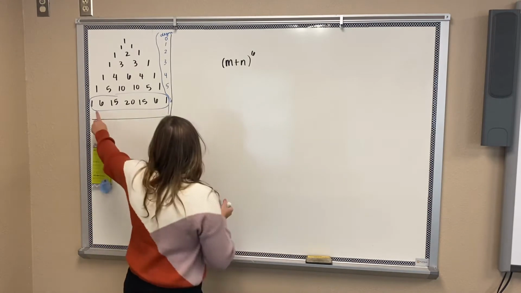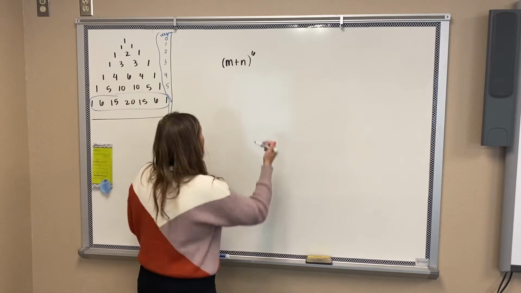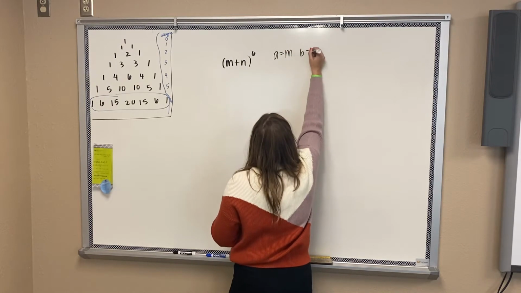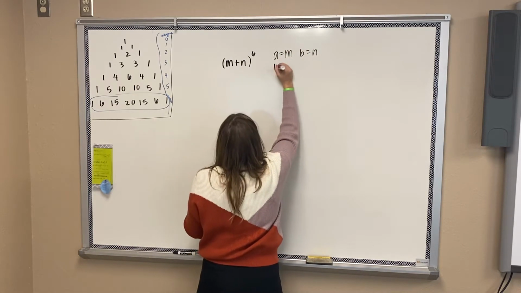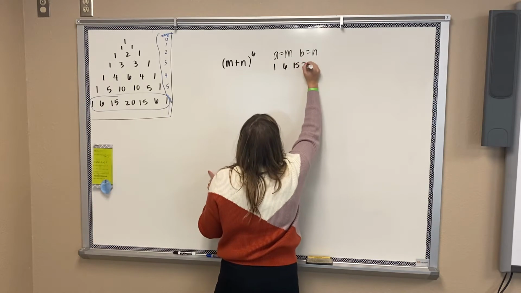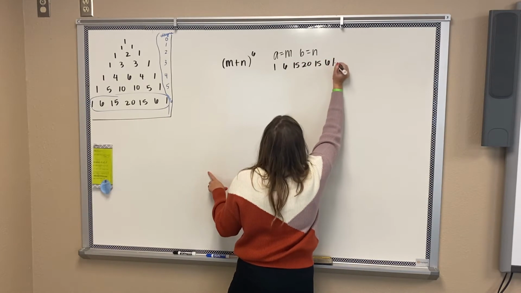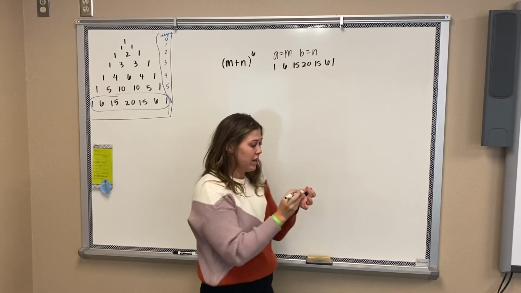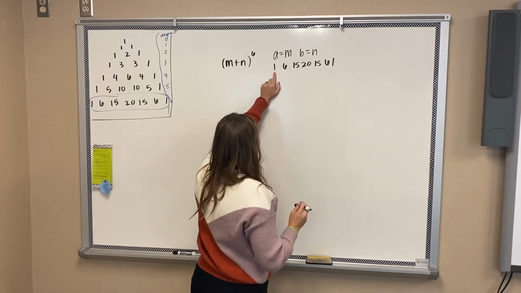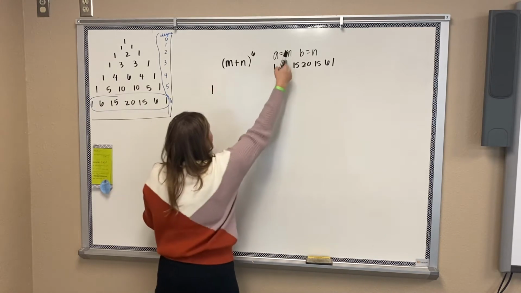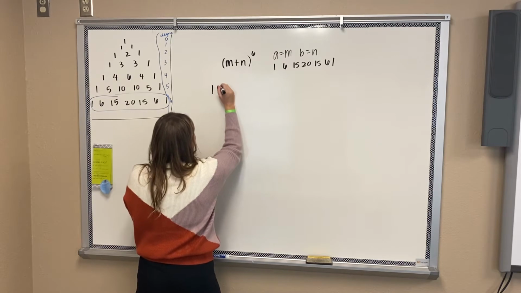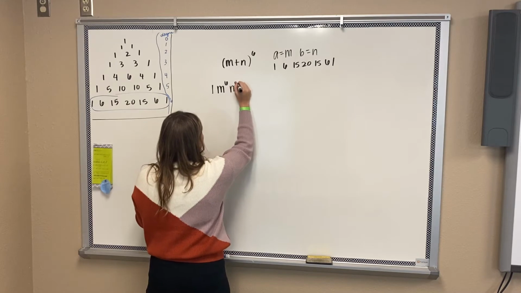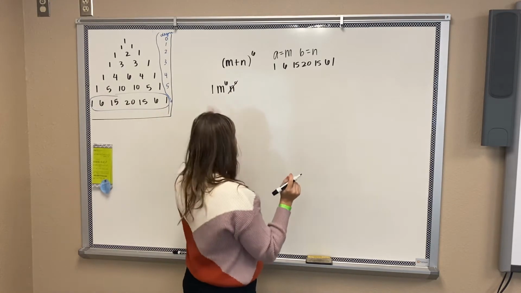So let's start. Our first coefficient is the 1. Our A here is m, our B is n, and our coefficients are 1, 6, 15, 20, 15, 6, and 1. I like to just write this as my key before I start. Our first coefficient is 1, and m is our A, so it'd be m to the 6th power, B, which is n to the 0 power, which we know is 1, so we don't even need that.